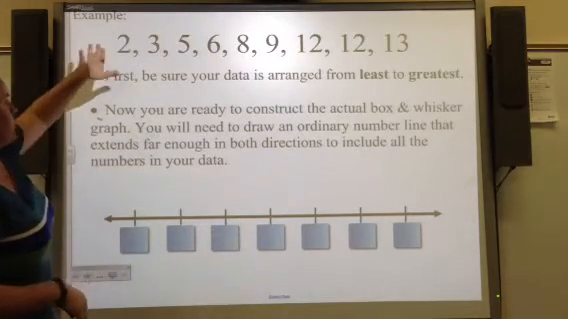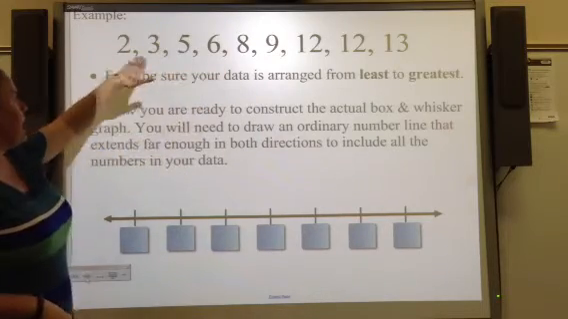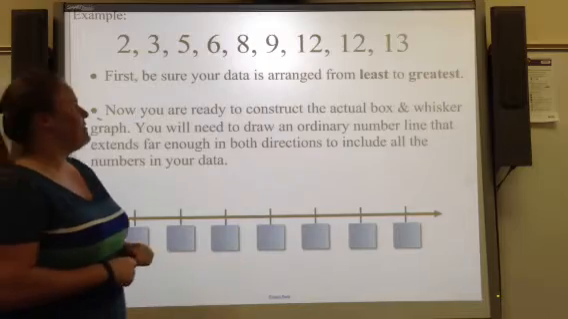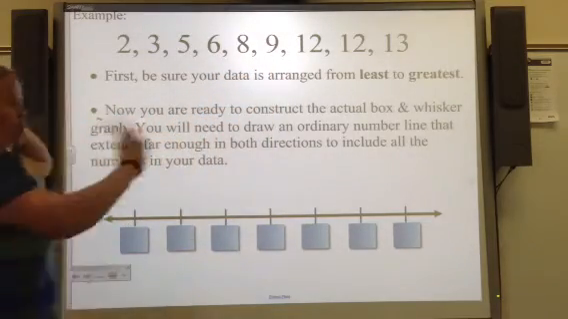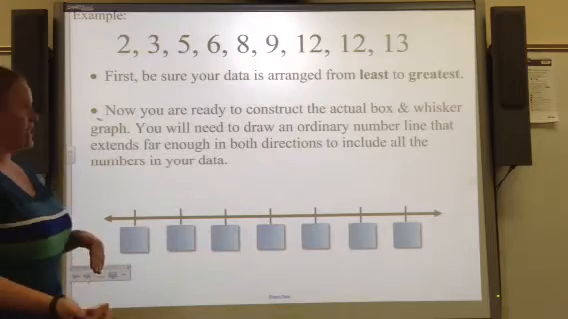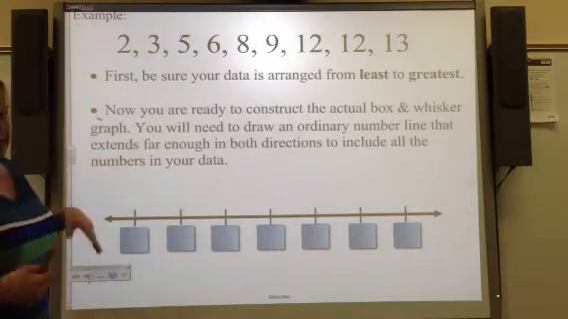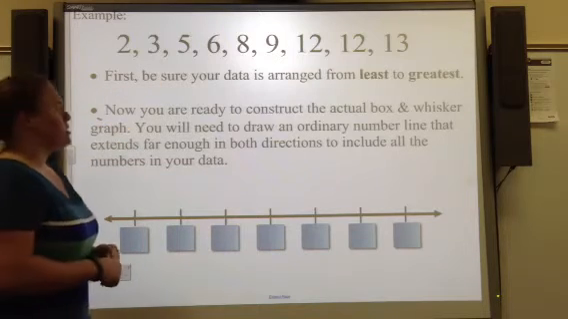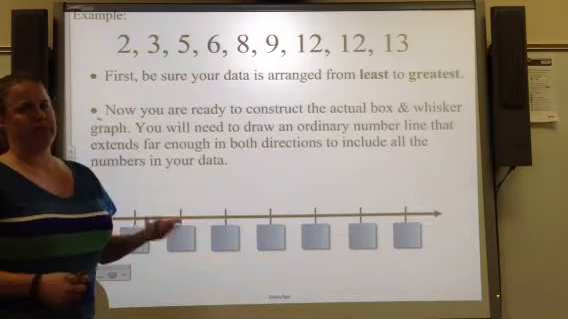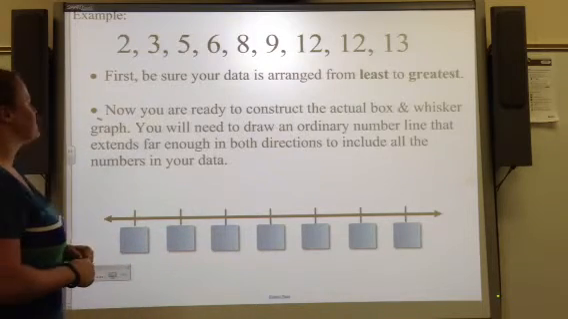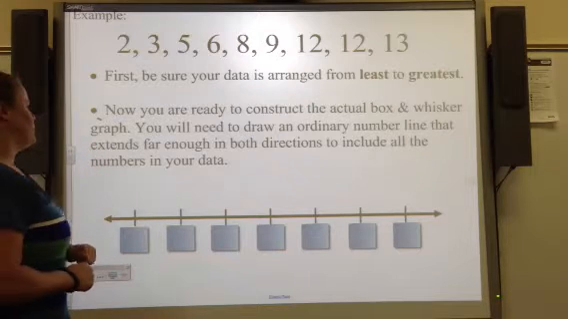The first thing I want you to record, probably on the left-hand side, is the set of data: 2, 3, 5, 6, 8, 9, 12, 12, and 13. On the right-hand side, where you're already starting to take notes, go ahead and record these two pieces of data, or definitions. First, be sure your data is arranged from least to greatest, and that's going to be true for most of the times we're creating our graphs. Next, you're ready to construct the actual box and whisker graph.